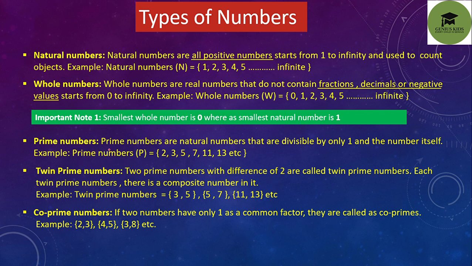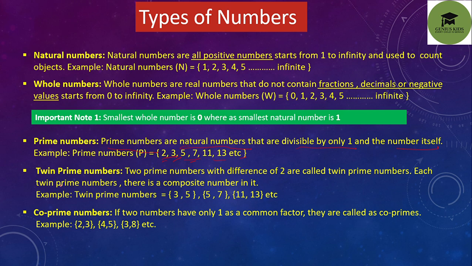Now the prime numbers. What are prime numbers? Prime numbers are natural numbers that are divisible only by 1 and the number itself. Prime numbers are 2, 3, 5, 7, 11, 13, etc. These numbers are divisible by 1 and that particular number only. There are no other numbers that can divide these prime numbers.